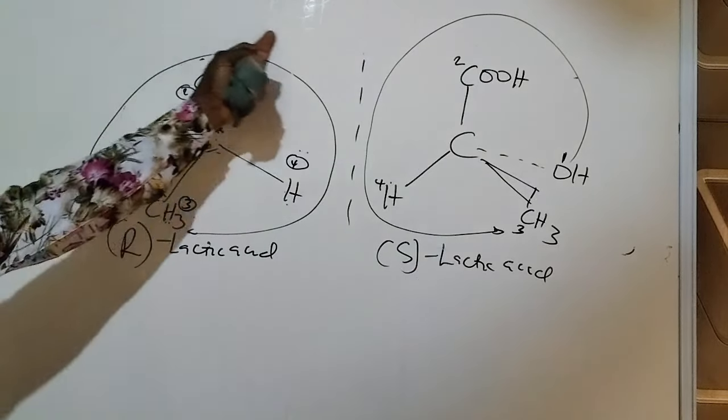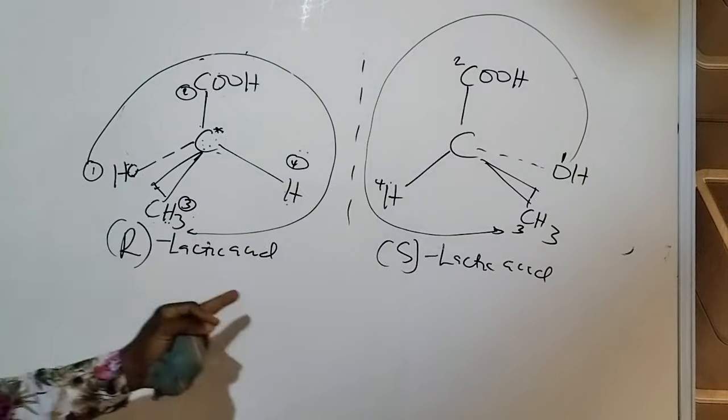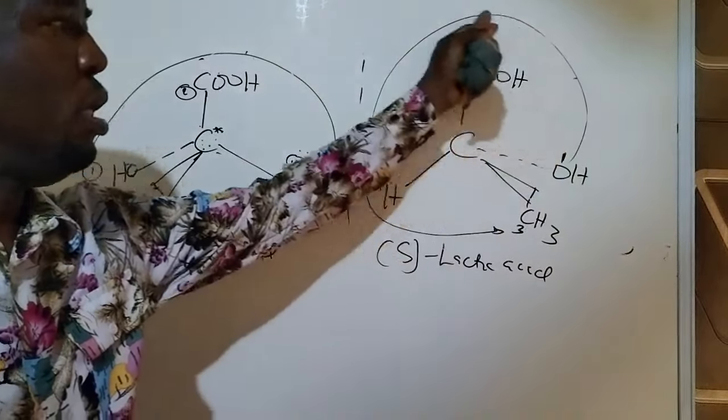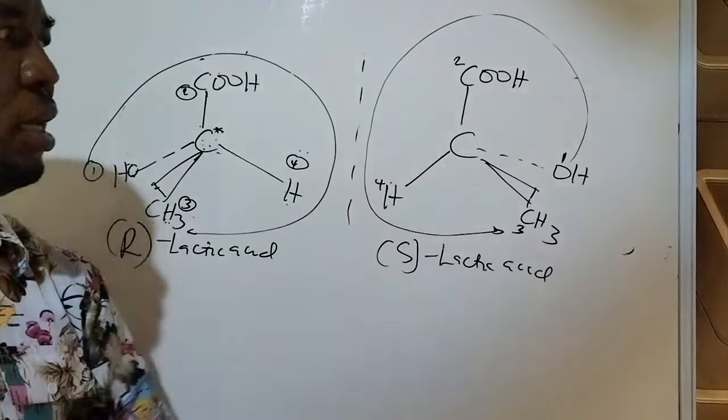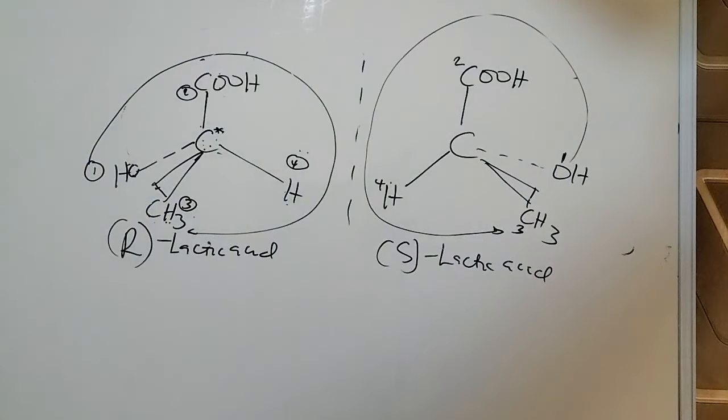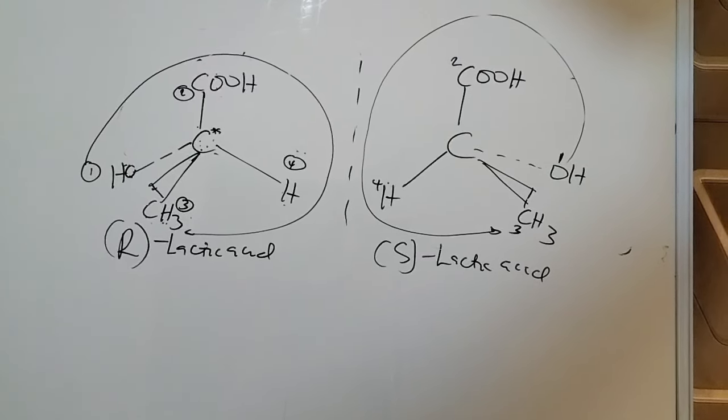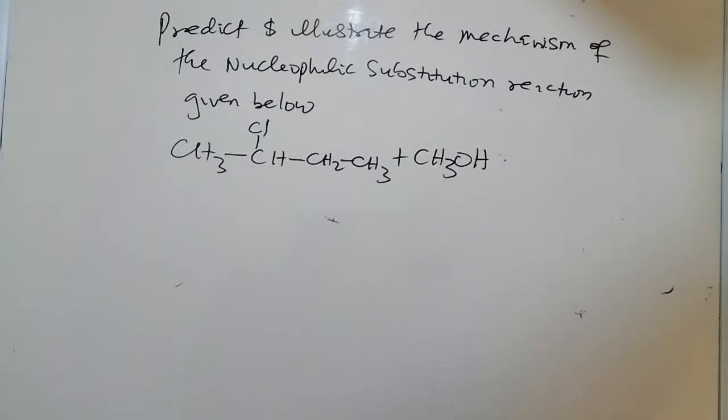So moving clockwise, rectus. Moving anti-clockwise, sinister, counter-clockwise direction. So having done that, we're going to take an example of a reaction now that will involve producing a chiral compound or giving out a racemic mixture. So look at the reaction on the board.